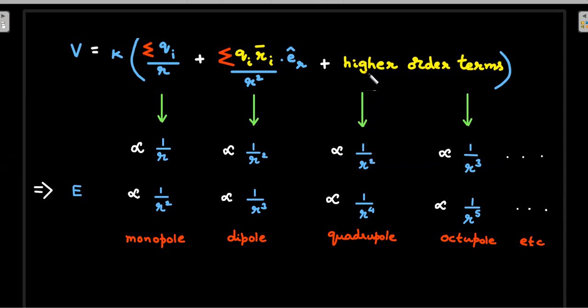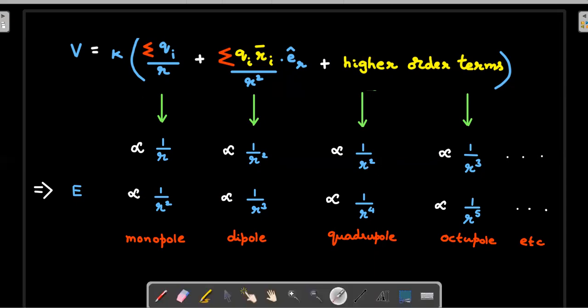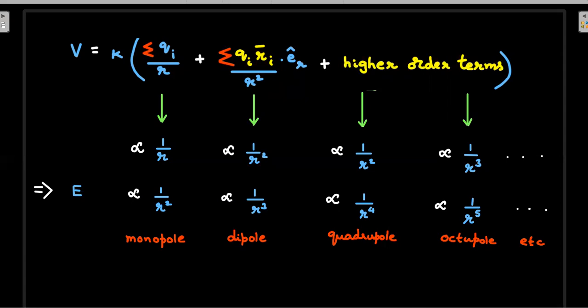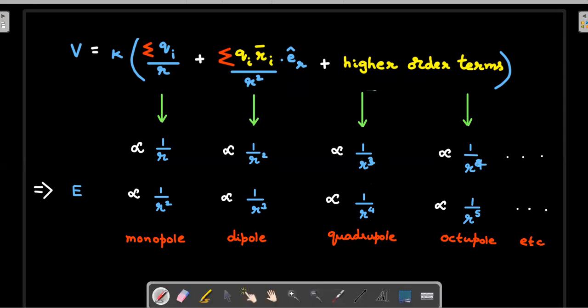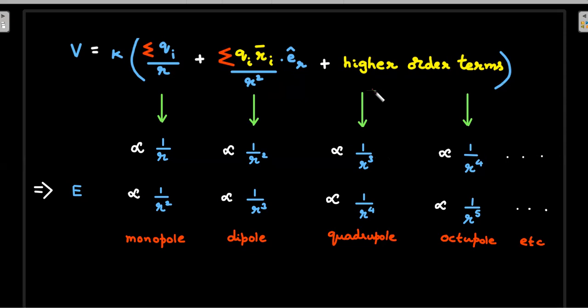Trust me, this next term will come out to be proportional to 1 by r cube, I should say. So this should be 1 by r cube, and this would be 1 by r power 4. Let me write it properly. I missed a term here. This is cube, this is power 4, and so on and so forth. There is no limit to it. If any of these terms are 0, you'll look for the higher order terms.